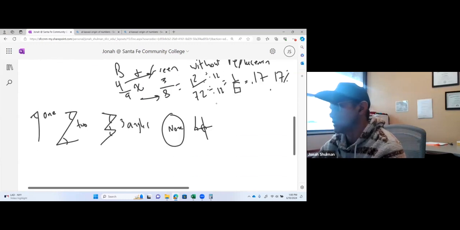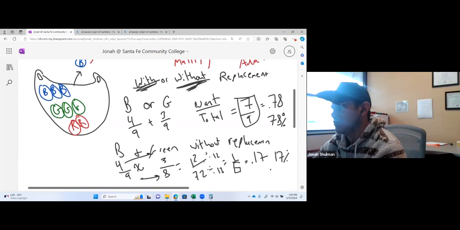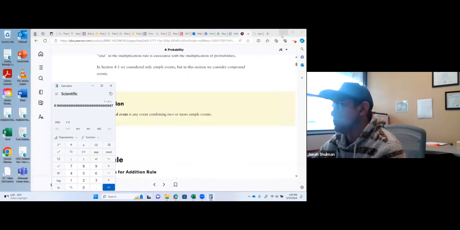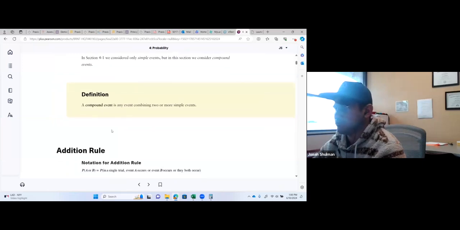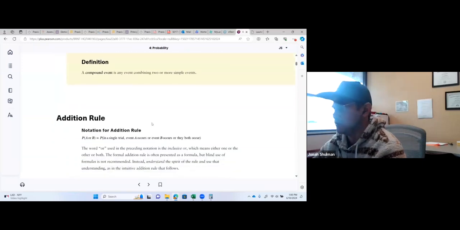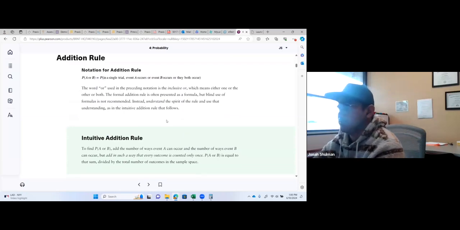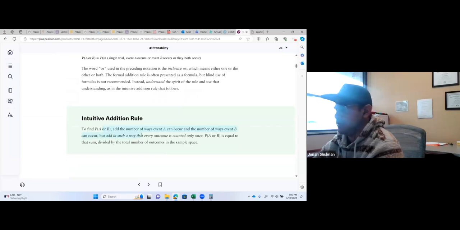Hopefully that was a useful example with versus without replacement using and or. Okay, let's keep it going. So a compound event is two or more simple events, or is the addition rule. A single trial, A or B occurs. A or B, we can add them, and the outcome is only counted once. It's equal to that sum divided by the total.